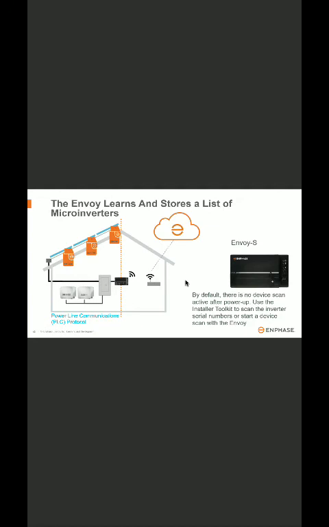So it keeps polling every 15 minutes each microinverter which is inside the Envoy, saying, okay, this is what I have for you, you give me the information. So it keeps polling and keeps getting the information from the microinverters. Okay, so this is your power line communication from each microinverter, right? It gets from the AC cable to your Envoy.